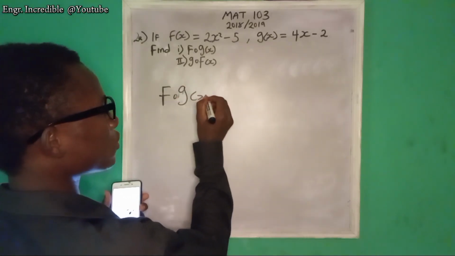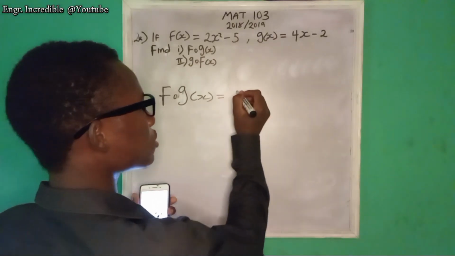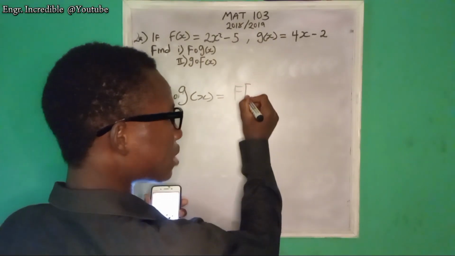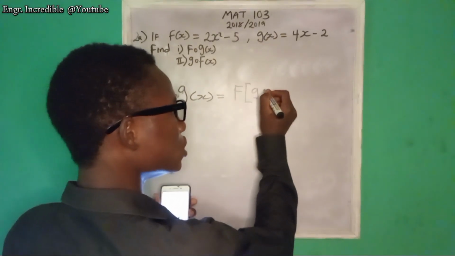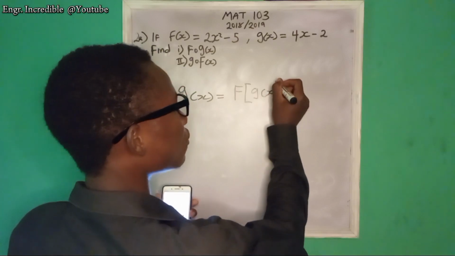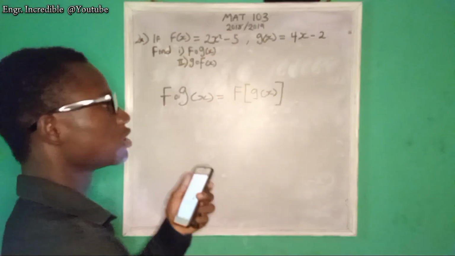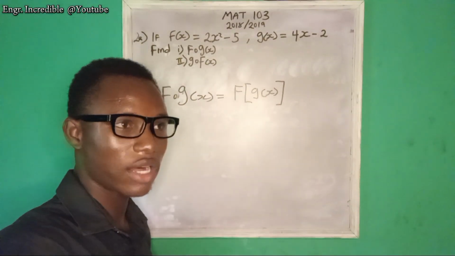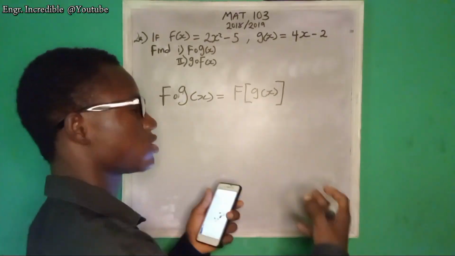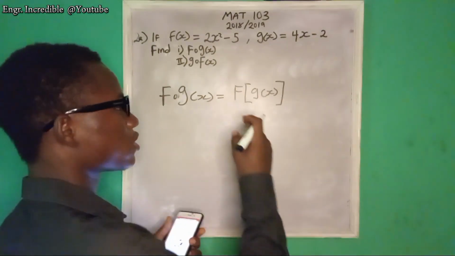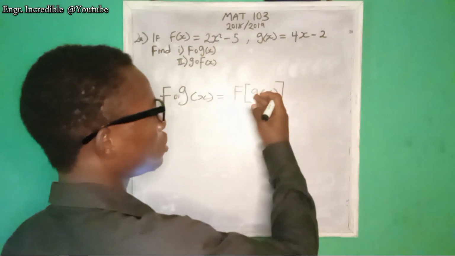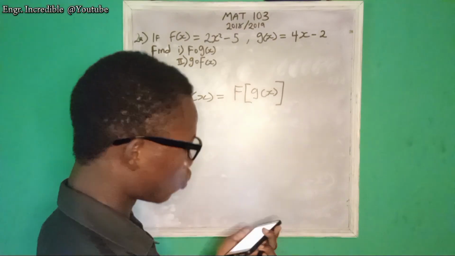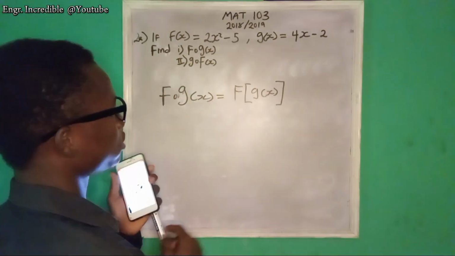f o g of x is the same thing as f in brackets g of x. That means a function inside another function, as f is a function of g, which is also a function of x. So how do we solve something like this?